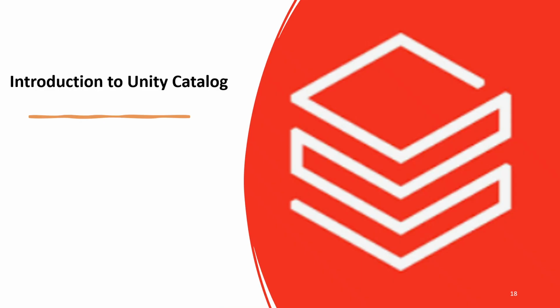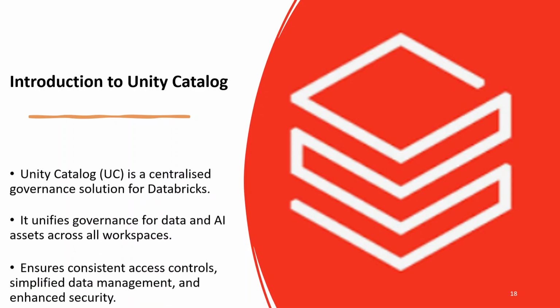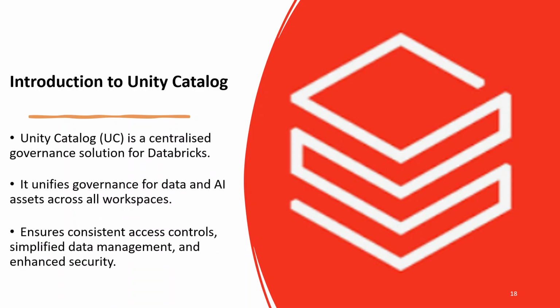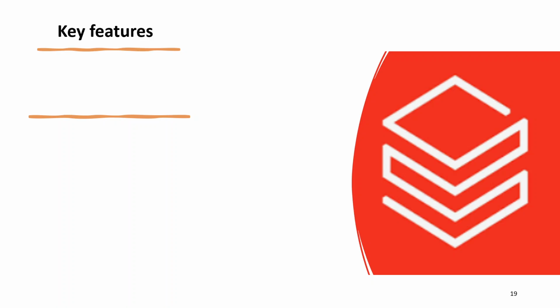So we're now going to talk about Unity Catalog. So this is an introduction to Unity Catalog. Unity Catalog is a centralized governance solution for Databricks. It unifies governance for data and AI assets across all workspaces, and it ensures consistent access control, simplified data management, and enhanced security. So what are the key features?